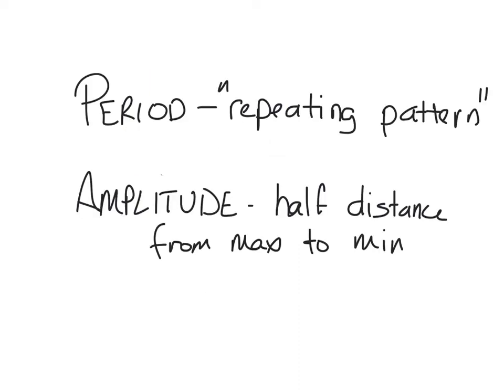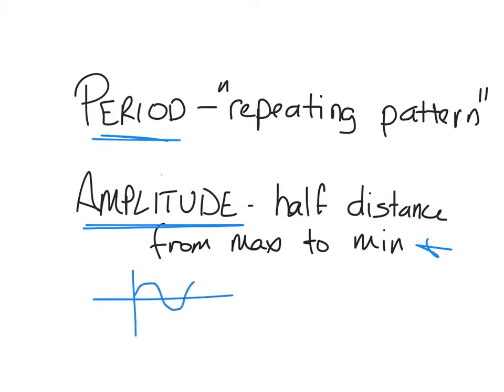Okay, the word period is important. The period is the repeating pattern. For sine and cosine, it starts repeating after 2 pi. Amplitude. Amplitude is how far up it goes from the center. I put half distance from the max and min. We've been drawing like this, and the graph's been doing like this. So, that's 1. That's a -1.